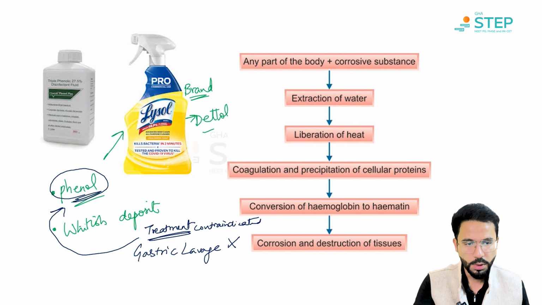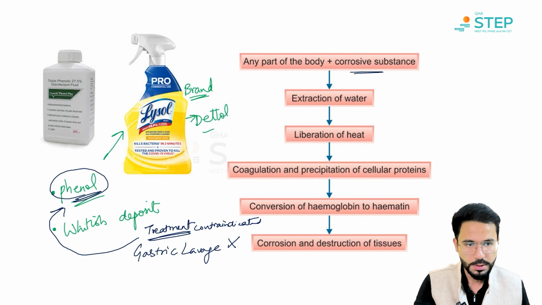Now, what is the whole crux? What is the whole pathophysiology? How does it enter your body and what happens? So in any part of the body, because of this corrosive substance, eventually you have to look at the conversion of hemoglobin to hematin. This breakdown of hemoglobin to hematin will cause the brown color to appear in the mucosa. So that is why that brown deposit is there in the tissues.